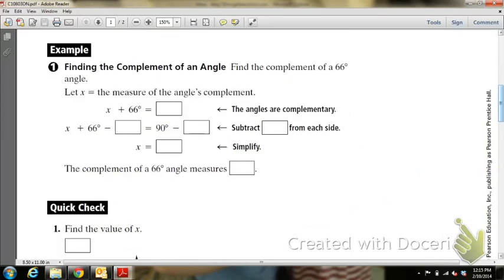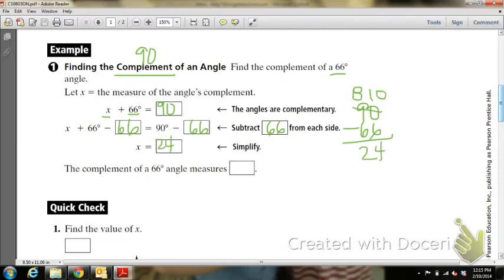Okay, so in the first example, they're going to ask you to find the complement of an angle. Well, remember that complement means 90. So if one of the angles is 66, the other one I don't know is x, I know that they're going to add up to 90 degrees. So I'm going to subtract 66 from both sides. And 90 minus 66, borrow, is 24. So the complement would be 24 degrees. Okay, so now you're going to try the first quick check, find the value of x, and then when you're ready, move on to the next part.